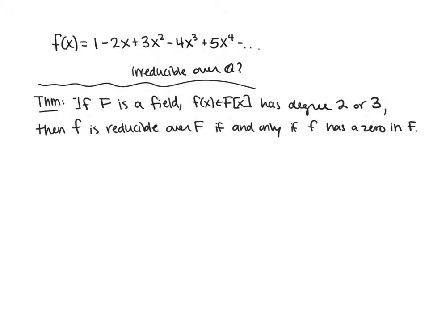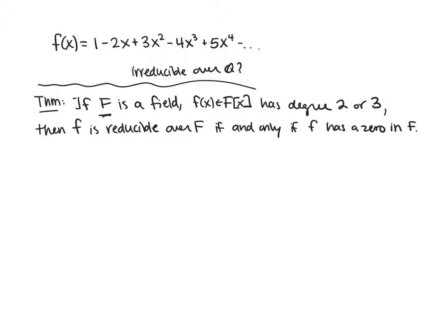Now, this only works for degree 2 or degree 3. So for example, this theorem doesn't help us at all with a degree 4 polynomial, because there's always the possibility that it doesn't have any zeros, doesn't have any linear factors, but maybe it has 2 quadratic factors. So this doesn't really help us determine reducibility for higher degree polynomials, but for degree 2 or 3, this does the job. So oftentimes, lots of the theorems that we have about factoring and reducibility are applied to when F is a field, rather than just any general integral domain.